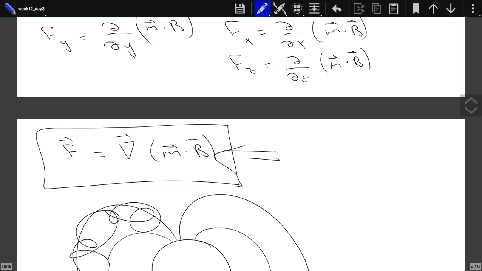How do you calculate the B? Well, you can treat your initial magnet as if there's a current running around it. Calculate the magnetic field it creates over here. Multiply it with the magnetic dipole moment of this one. Take the gradient, that will give you the force.